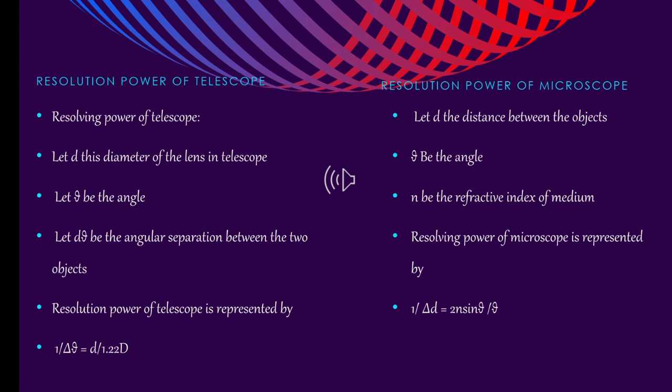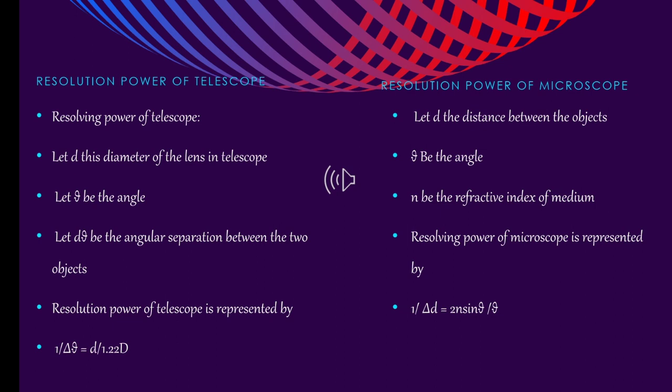Now coming to the resolving power of telescope and resolving power of microscope. Firstly, resolving power of telescope. Let D be the diameter of the lens in the telescope and theta be the angle. Let d theta be the angular separation between the two objects. Then the resolving power of telescope is represented by 1 by d theta is equal to D by 1.22 lambda.